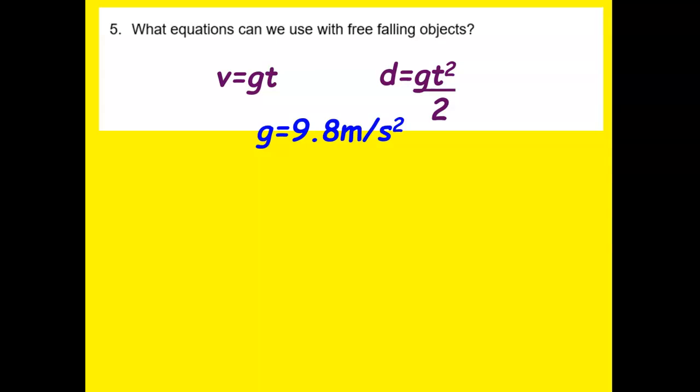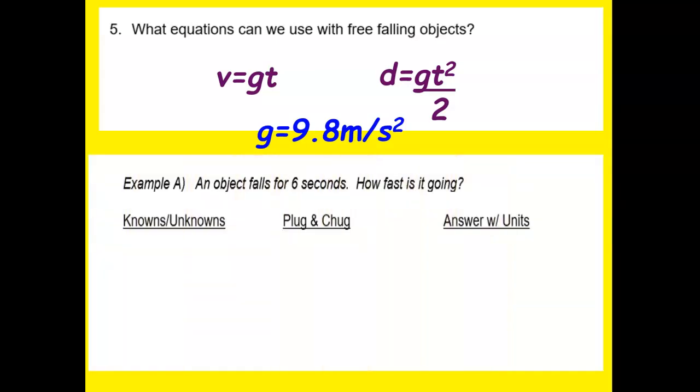So what that means is anytime we have a problem that says fall or drop, automatically one of our knowns is G is equal to 9.8 meters per second squared. Now V stands for velocity, meaning how fast something is going, whereas D stands for distance. For free fall, we're talking about how far it is from the ground.